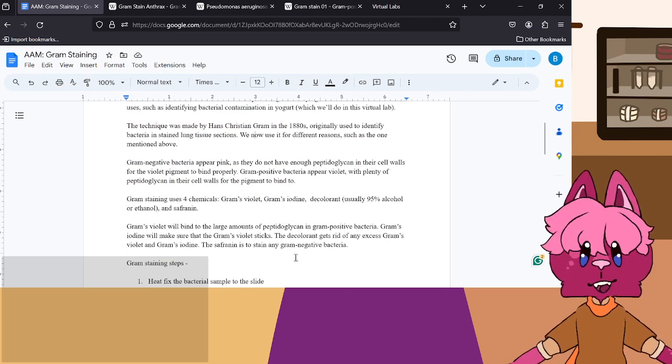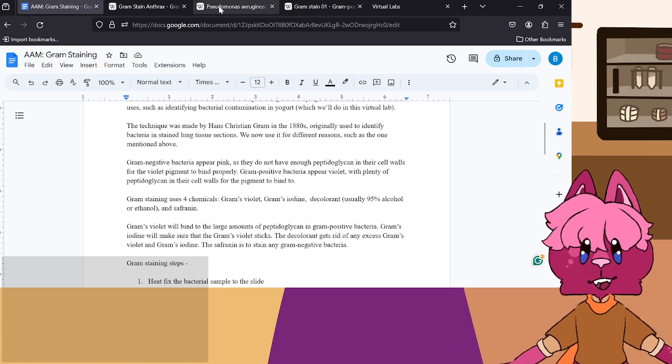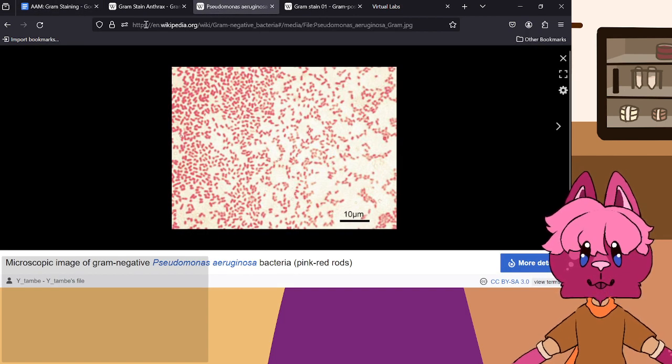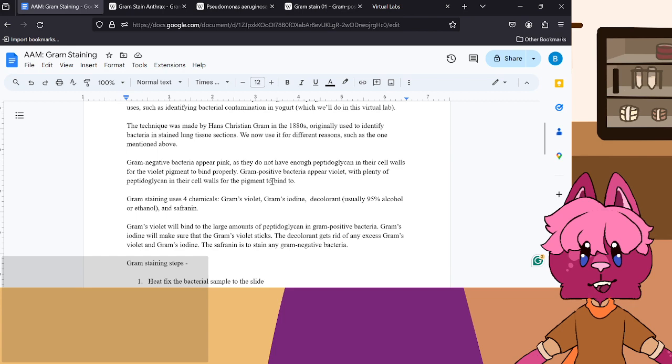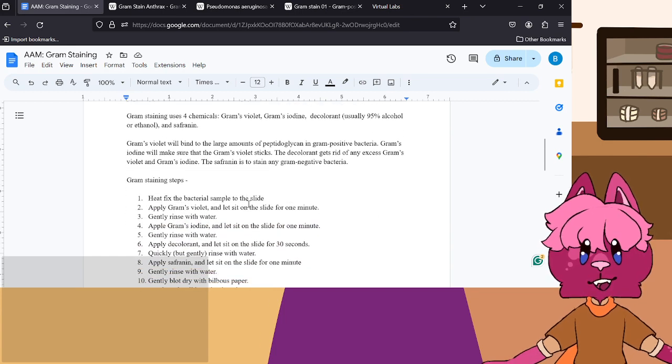And then the safranin is used at the end to stain any of those gram-negative bacteria. So what are the steps of gram staining? First, you have to heat fix bacterial samples on the slide.